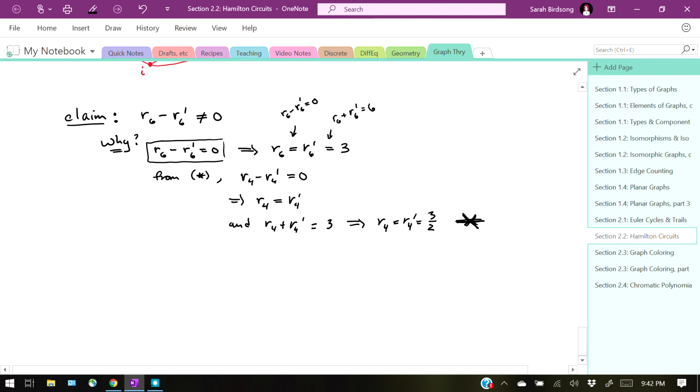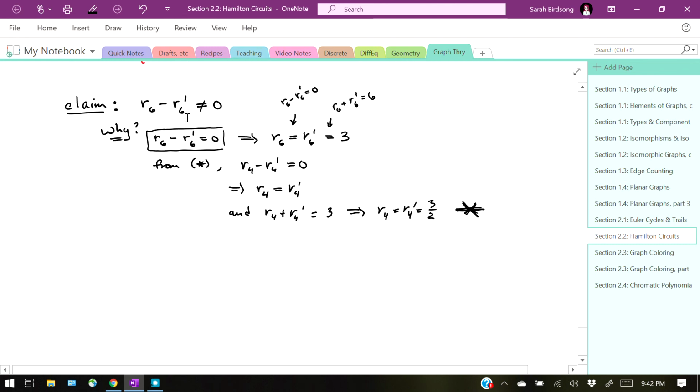Now, moving on to the information when the difference can't equal 0. In other words, there's not the same number of faces with 6 edges both inside and outside your Hamilton circuit. Let us look to see what that means. So since we know that the sum, or the total number of degree 6 faces in our graph was 6, well, we can actually figure out what the cases are.